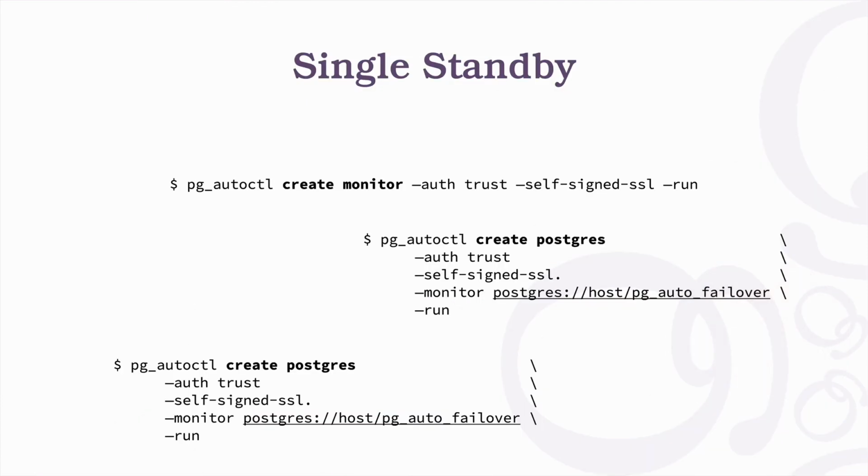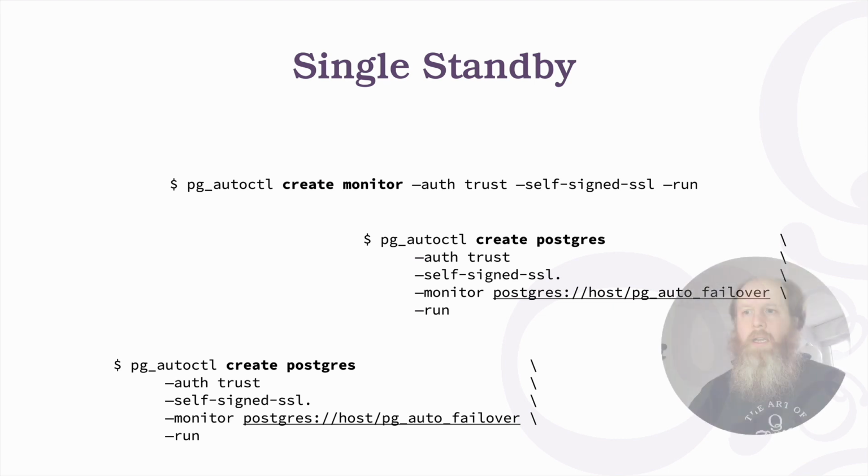And to get started with that, here is how you do it. Create the monitor, the first Postgres instance, and then the second. pg_autoctl create postgres allows the monitor to decide if the node is going to be a primary or a secondary. And remember, if you're using pg_auto_failover, it's because the roles of primary and secondary will change over time automatically. So you don't create a primary node, you create a node that happens to be currently a primary, and that will change.